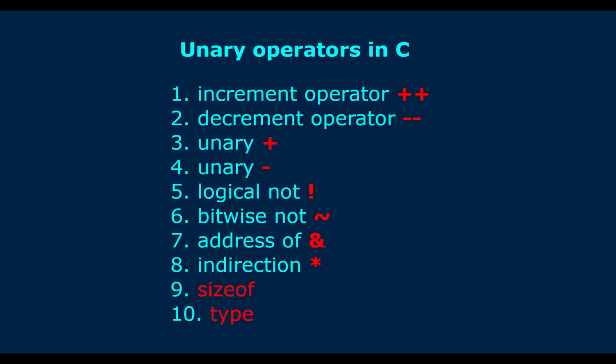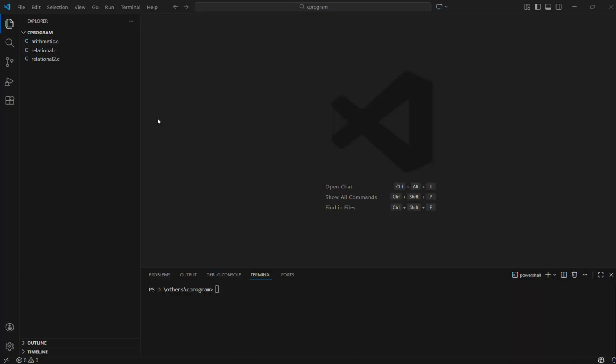The eighth one is the indirection operator. It is used to access a value of the variable using its address. The ninth one is the sizeof operator. It returns the size of the data in bytes. The 10th one is the typecast operator. It converts the value of a variable from one data type to another data type. Now let's see this with an example.